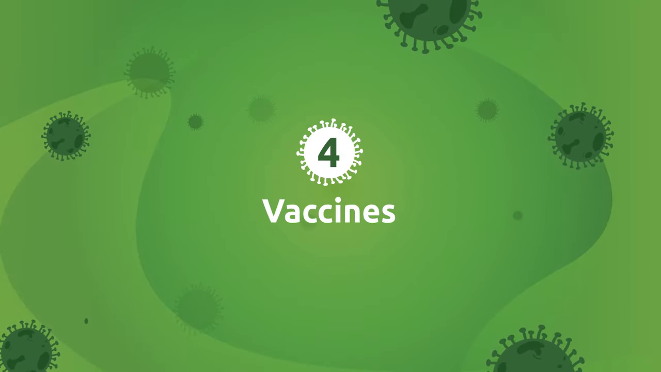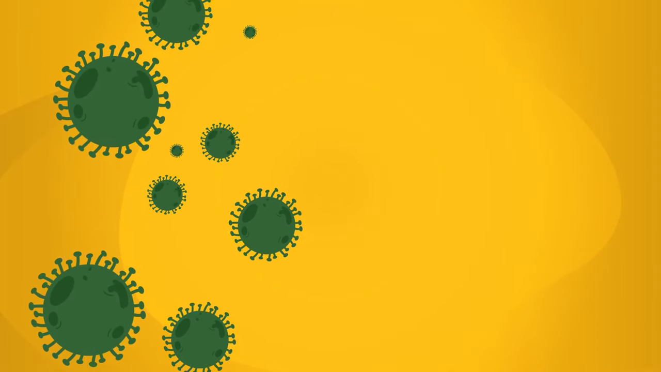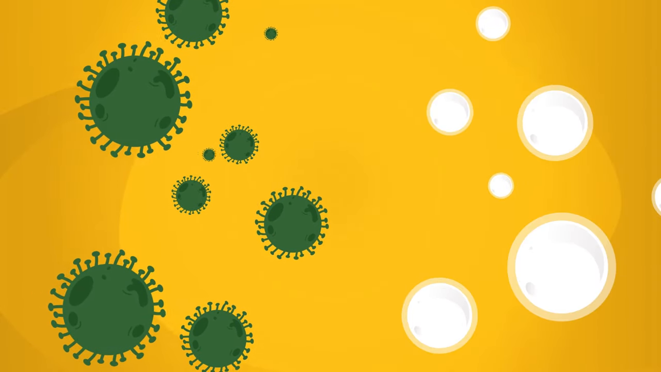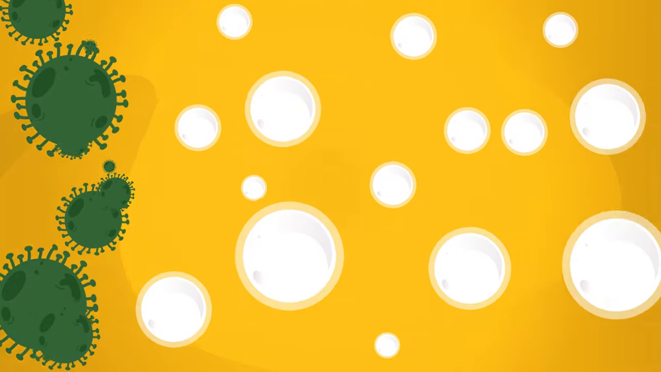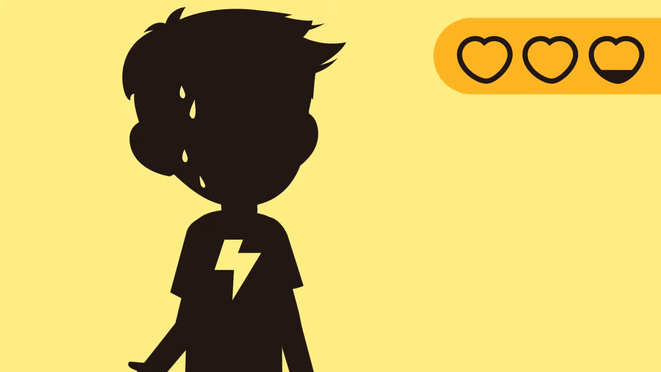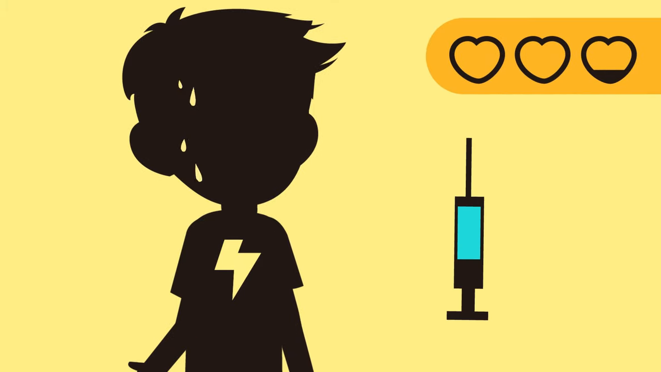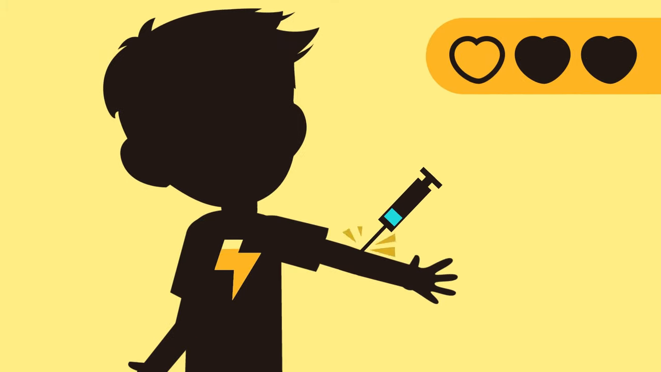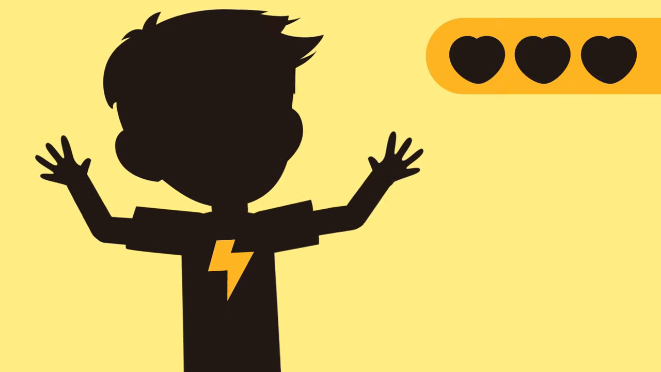Vaccines. As we mentioned before, some viruses cause diseases like the flu. Luckily, our immune system is there to protect us against viruses. As a prevention measure, we also have vaccines. Vaccines prepare our immune system, teaching it how to recognize a virus.